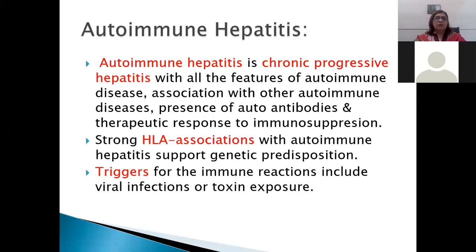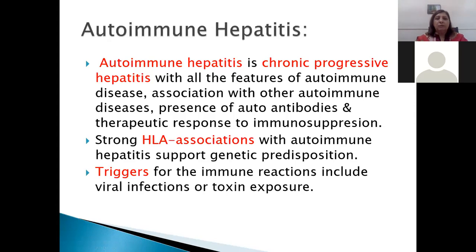Autoimmune hepatitis is a chronic progressive hepatitis with all the features of autoimmune diseases. Autoimmune diseases you have done in your third year, and it means that these are those diseases which are caused by antibodies produced to your self-antigens. So autoimmune hepatitis also comes into the same category. The antibodies are formed against the self-antigens or against the liver antigens, leading to autoimmune hepatitis. Presence of autoantibodies and therapeutic response to immunosuppression is also present there.